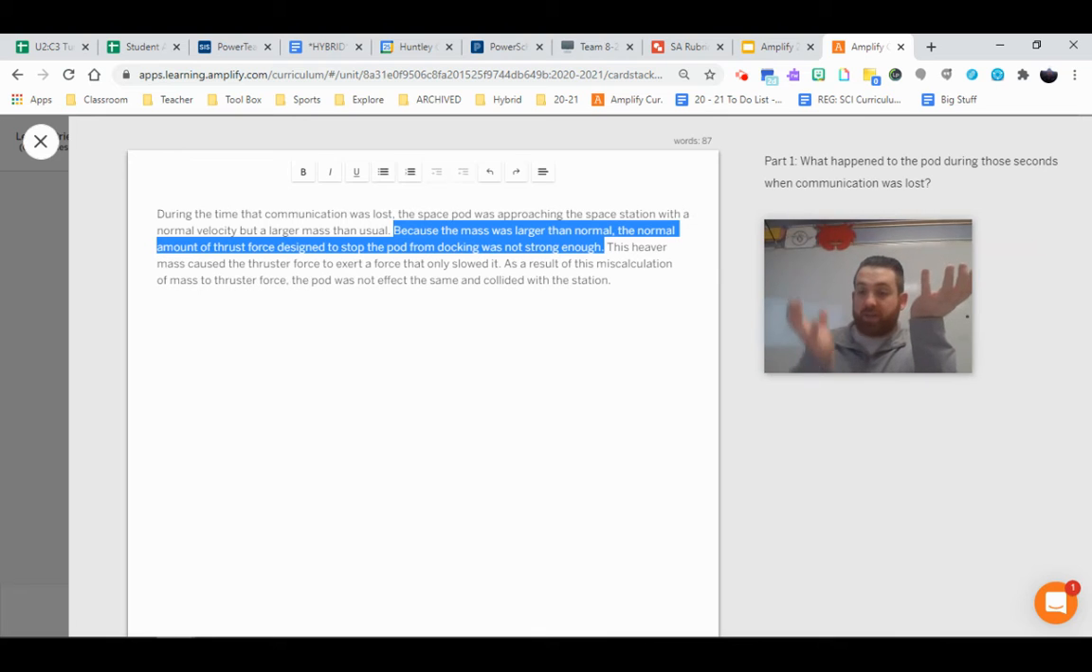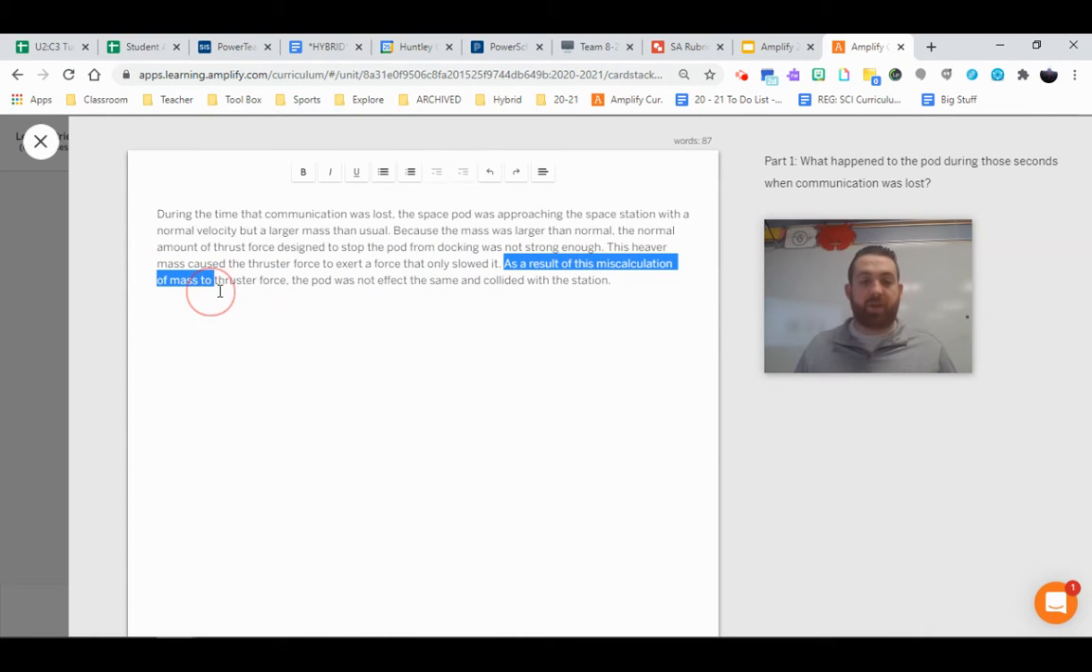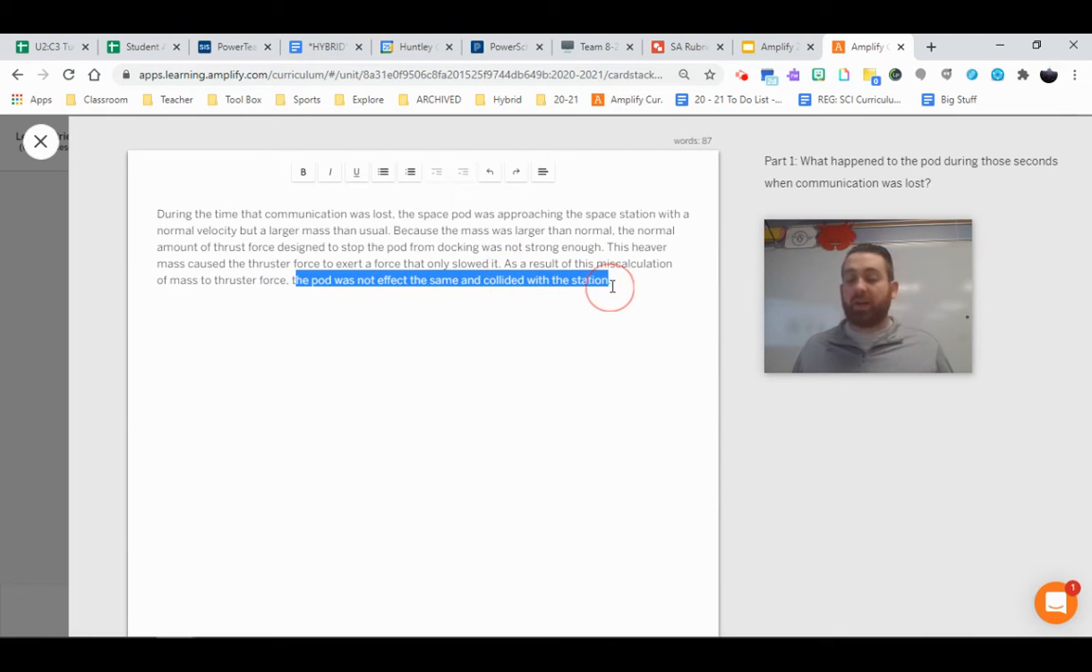Because of this force and this mass, this is what should have happened to the velocity, but instead, this is what happened to the velocity. I'm pointing out how these three things are related in the context of the collision. This heavier mass caused the thruster force to exert a force that only slowed it. As a result of this miscalculation of mass to thruster force, the pod was not affected the same and collided with the space station.